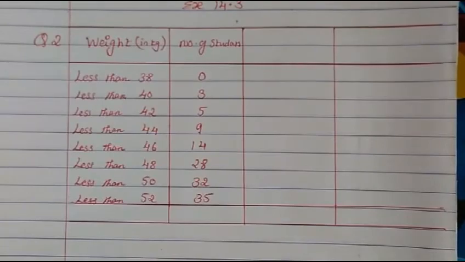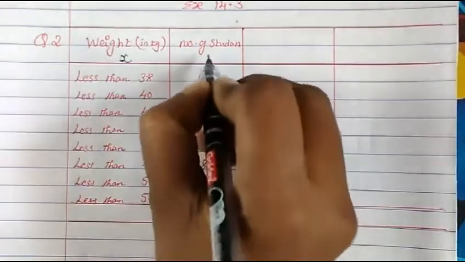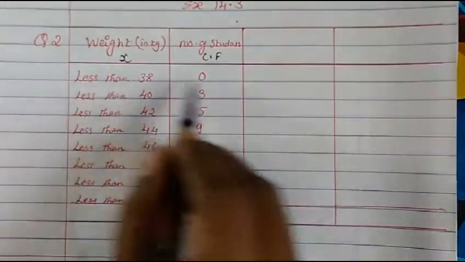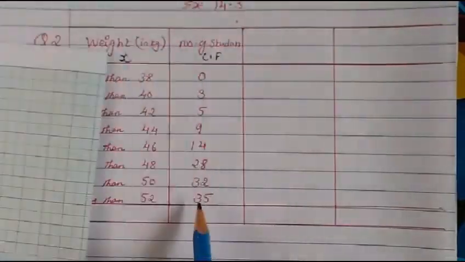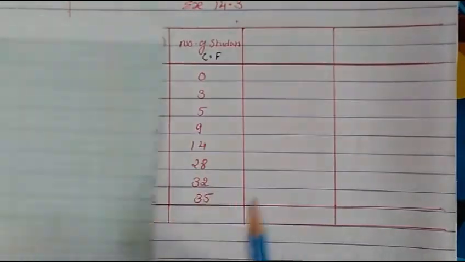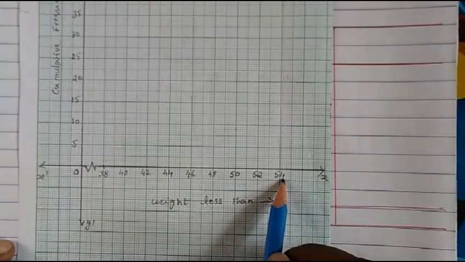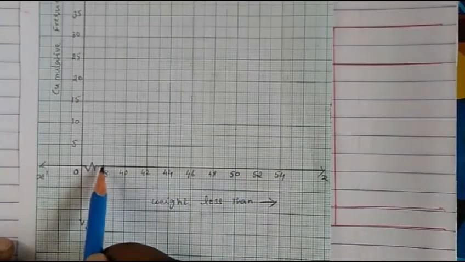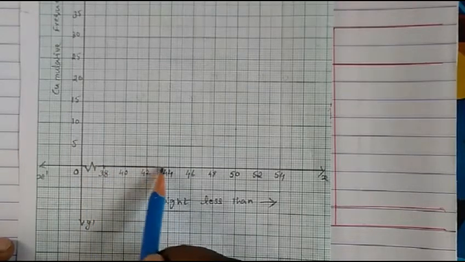I have copied down the question, whatever is given to us. This is already x and this is already cumulative frequency given to us. So we have to just plot the graph now. We take the graph I have already drawn. On the x-axis, the highest is 52, so I have taken up to 54, and each centimeter I have taken a difference of 2. Since from 0 to 38 the difference is 38, whereas here everywhere 2 is the difference.